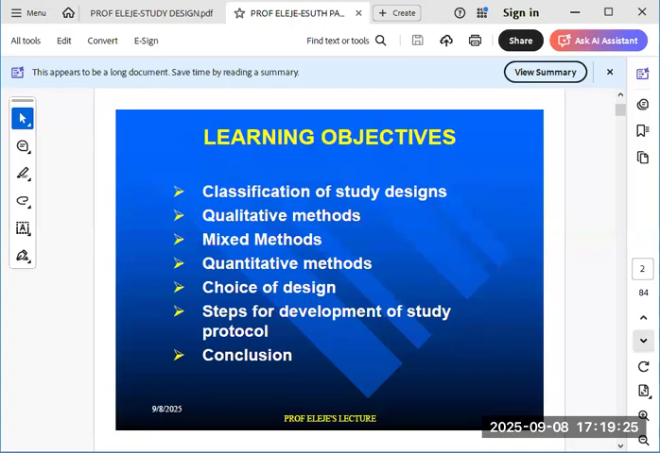So these are my learning objectives. We're going to classify different study designs. One of them is qualitative methods. We have also mixed methods and quantitative methods of study. We're also going to talk about the choice of design. Then before we conclude, we'll talk about steps for development of a study protocol. And then we'll conclude.